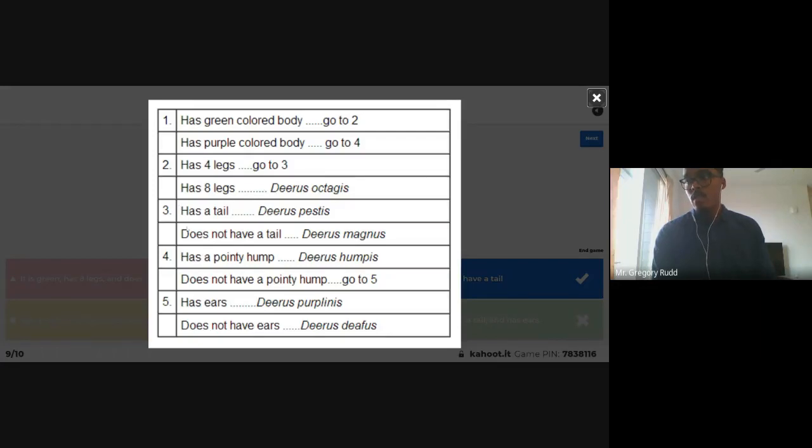Now, this is question set three or statement set three. So now I need to go back up and figure out which statement led me to statement set three. Here's that statement right here, has four legs. From has four legs, that's when I knew to go to step three. Okay, now I need to figure out which statement led me to statement set two, which is where has four legs is. So then I go back up here, has green colored body. So that's how I figured out that Deirdre's magnus does not have a tail, it has four legs, and it has a green colored body.